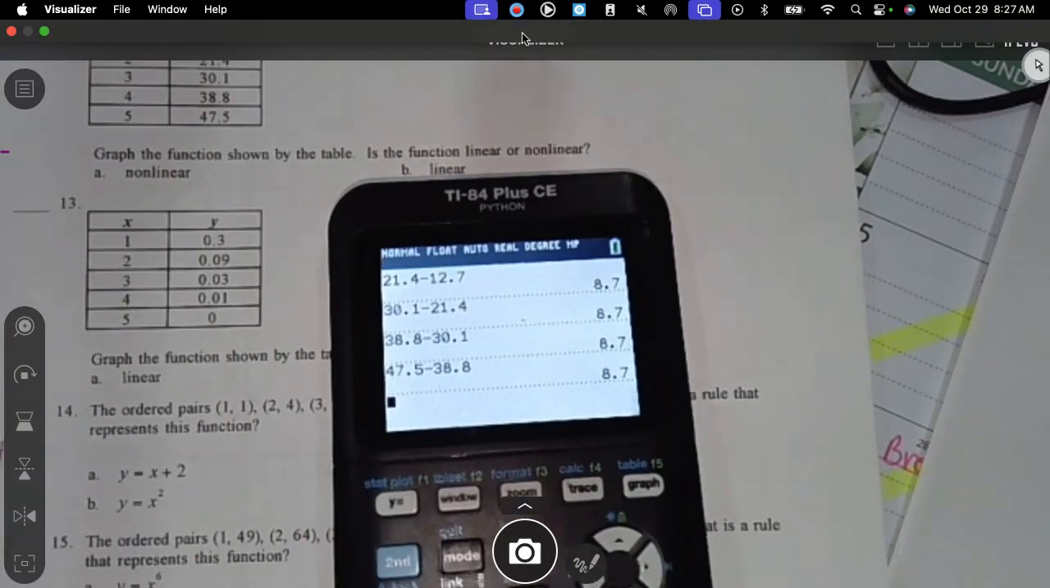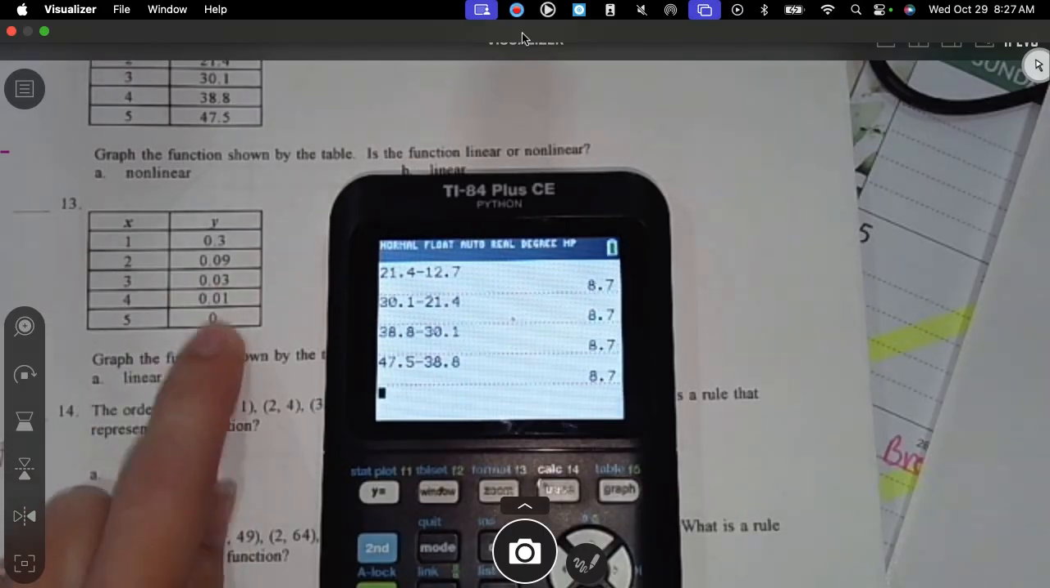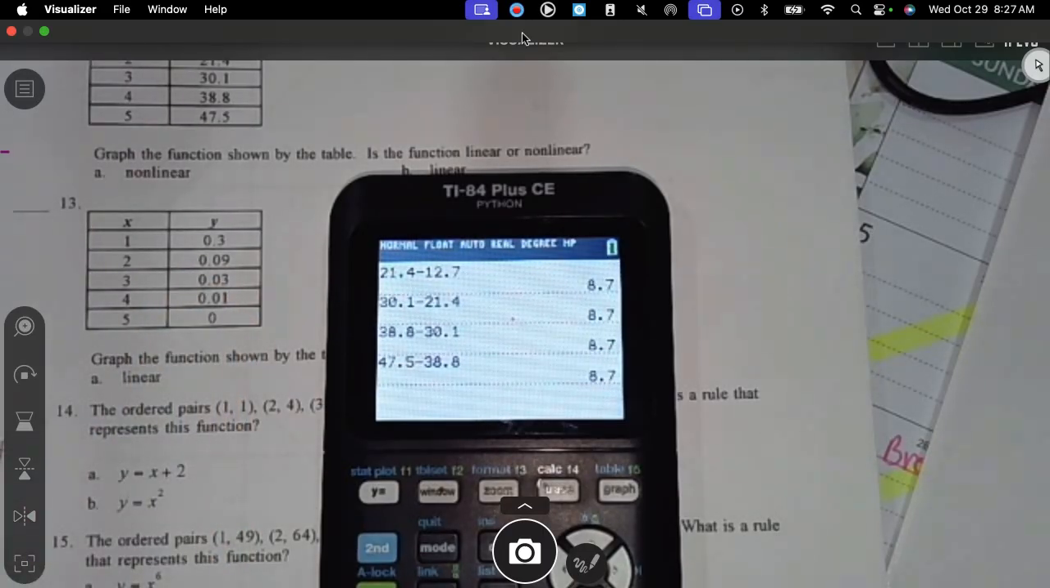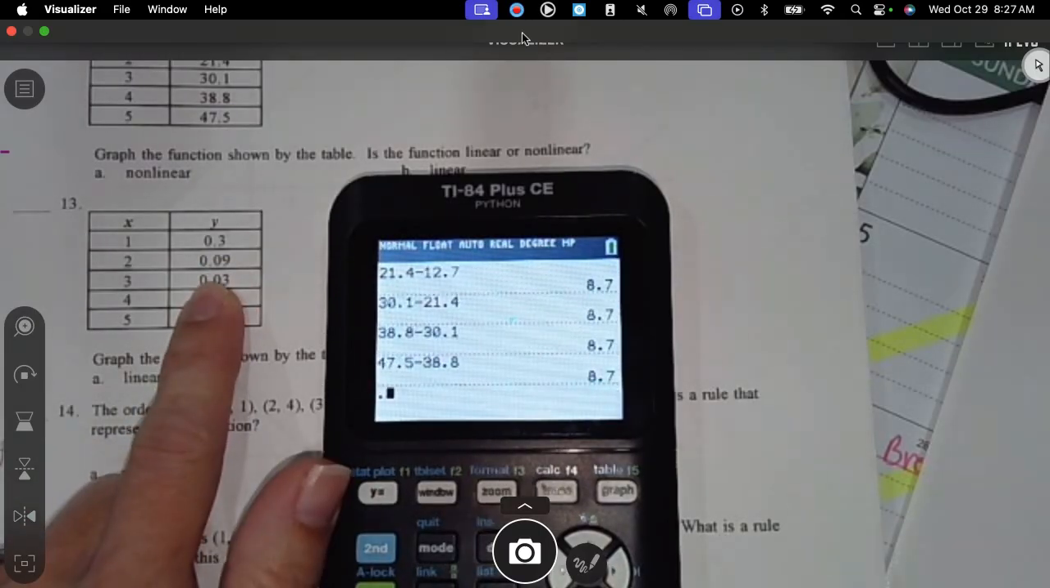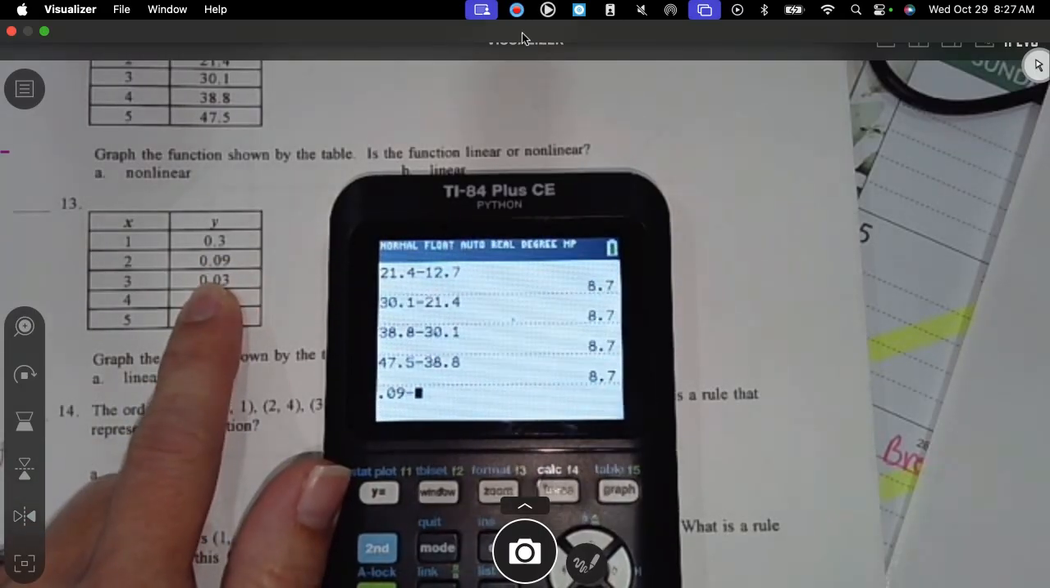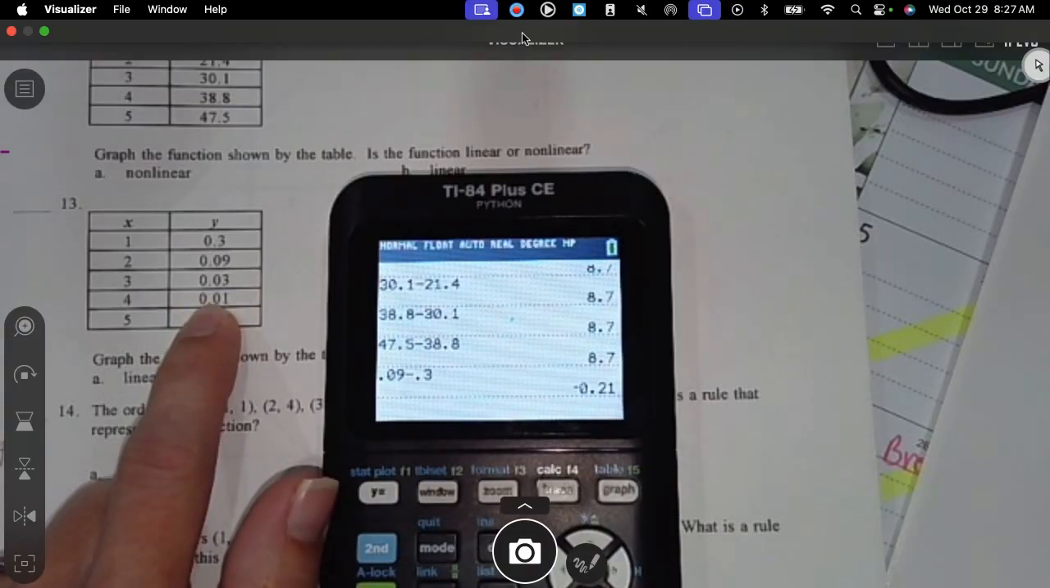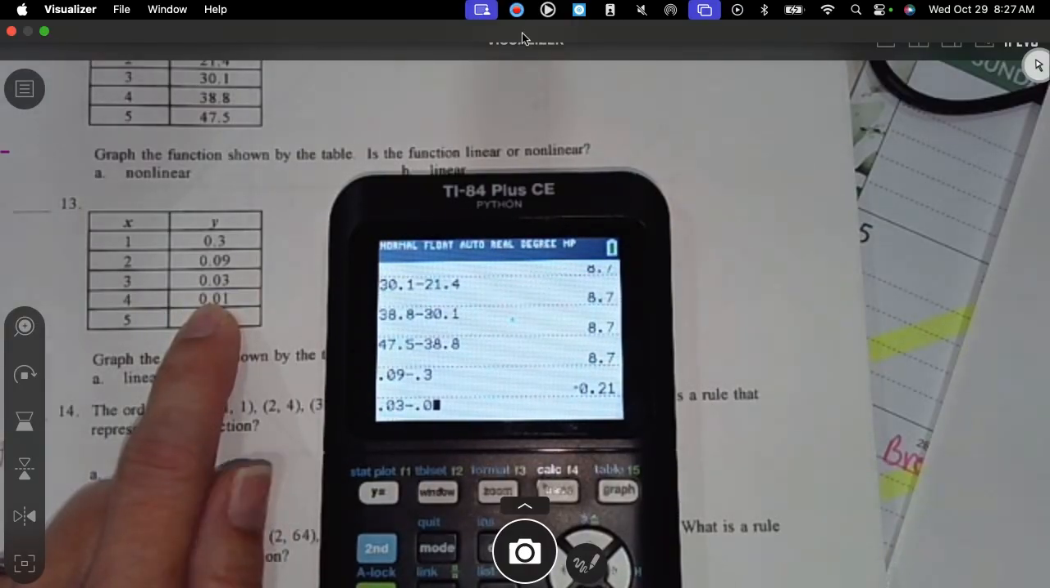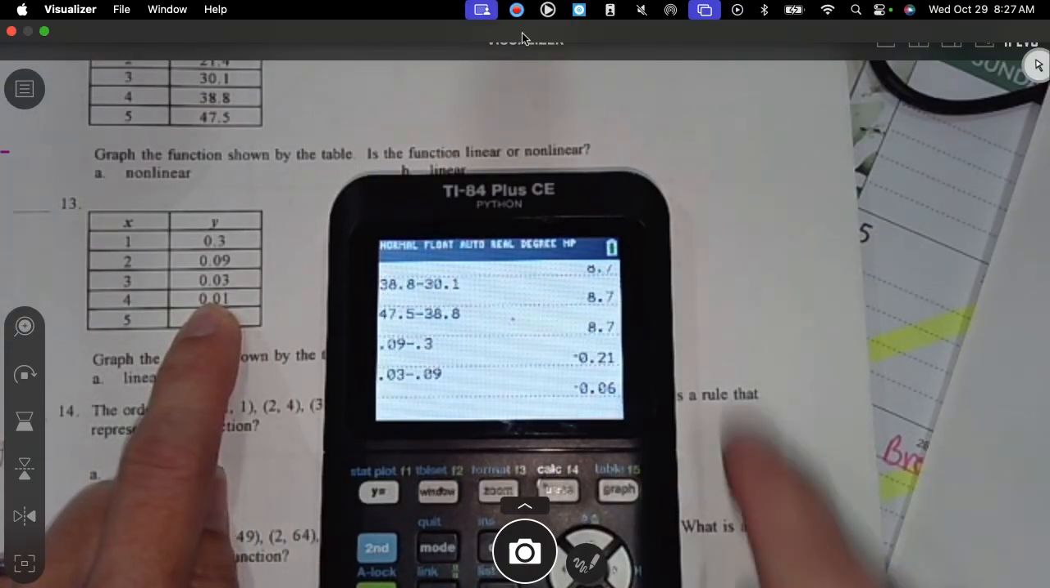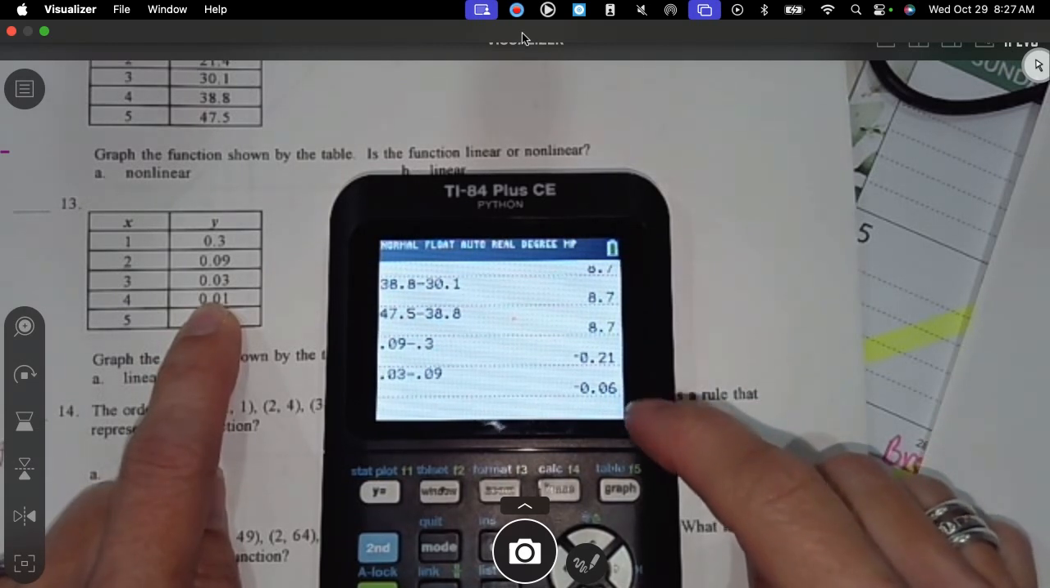All right, this one, let's subtract this one. And just in case, it doesn't really matter where you start. We'll start the same way. 0.09 minus 0.3. Now, 0.03 minus 0.09. Okay, are these the same numbers? No, then they're not linear.